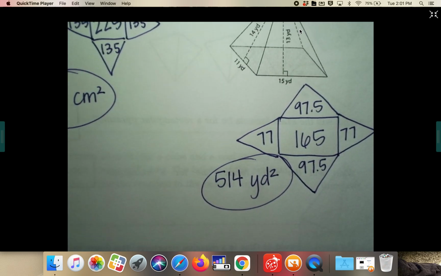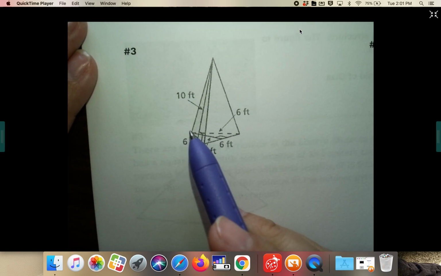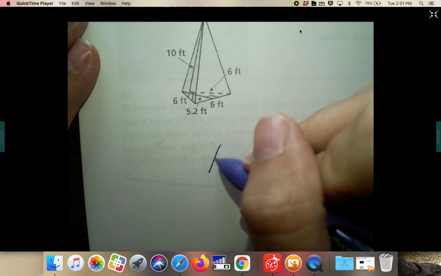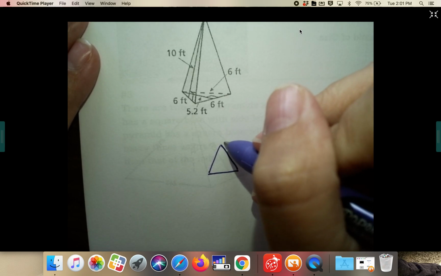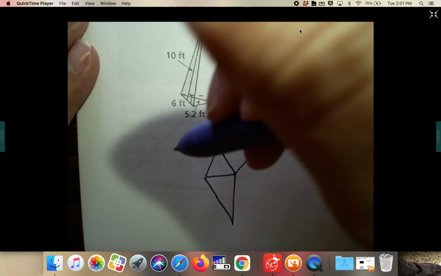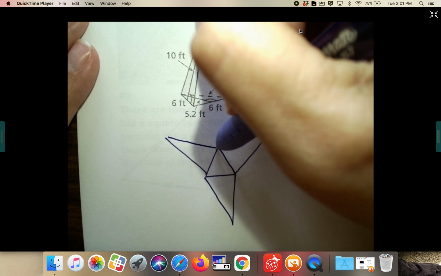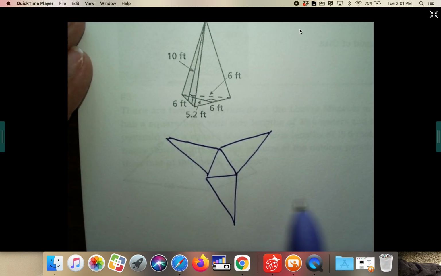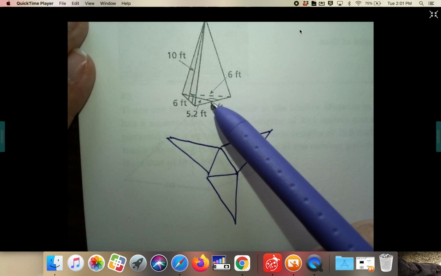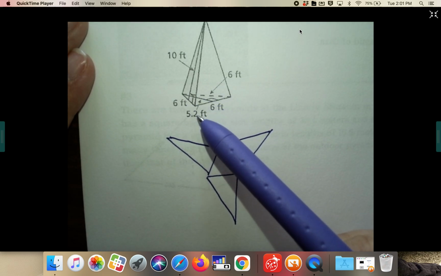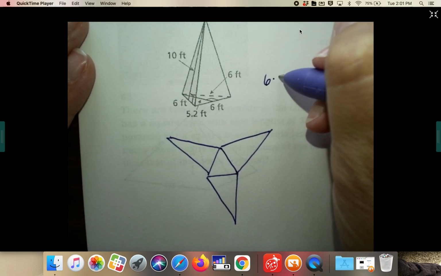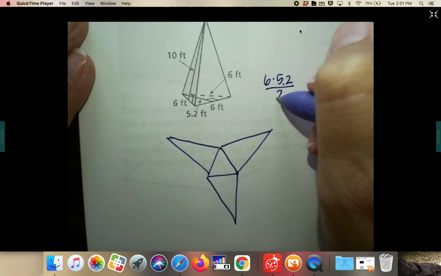All right, number 3. This is one of those difficult ones that's got the triangular base. So when you draw this out, it should have been a triangular base with these taller pyramid triangles coming off of it. This is not a very good net. Hopefully yours is better. So the base of my triangle is a 6 by, the height is 5.2. 6 by 5.2. So I'm going to do 6 times 5.2 divided by 2.